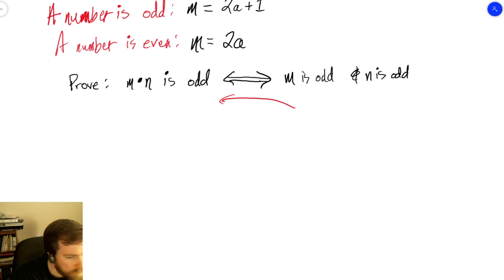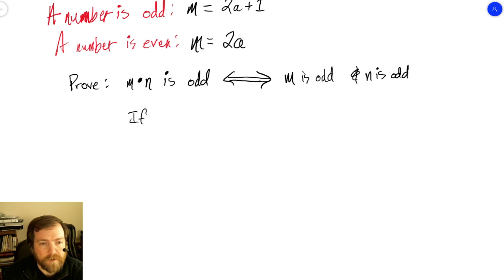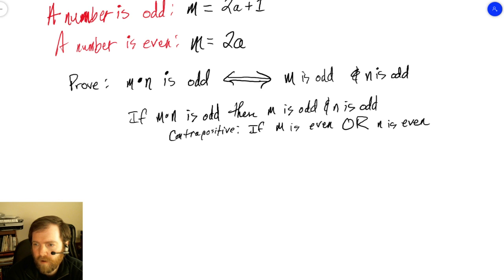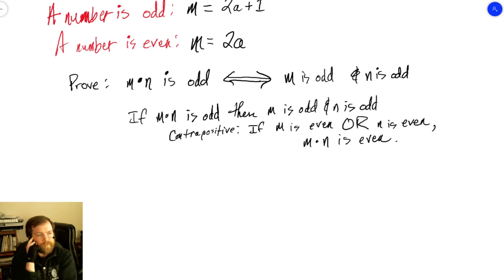Or no, you did it that way. So if m times n is odd, then m is odd and n is odd. Right, and then you said use the contrapositive, so if m is even or n is even, then their product is going to also be even.